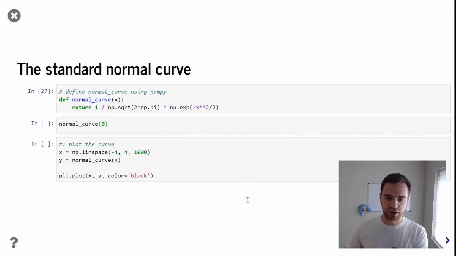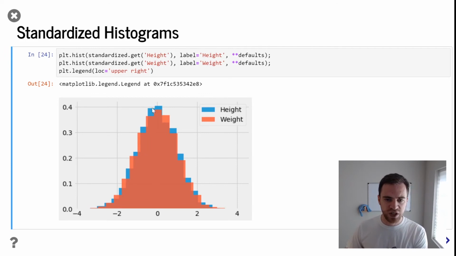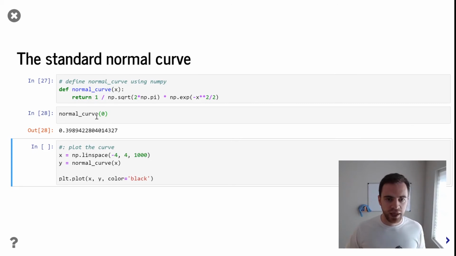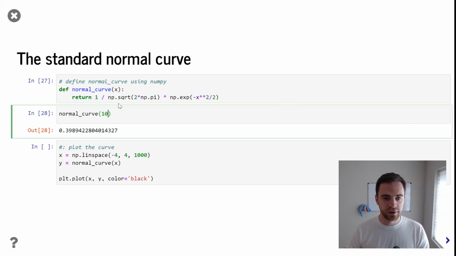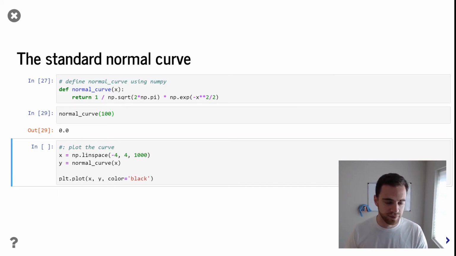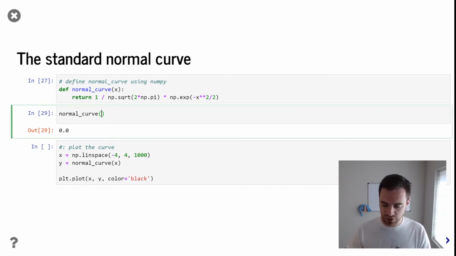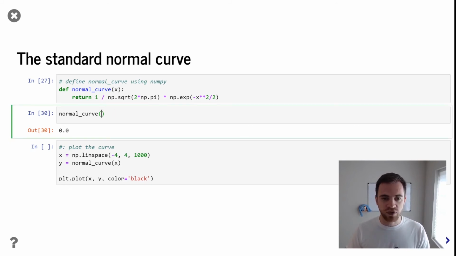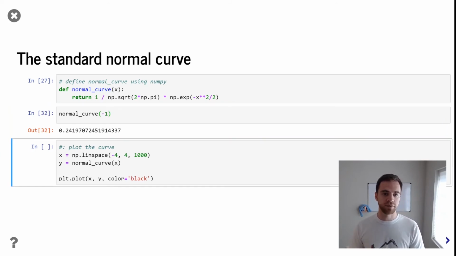I go back here, take a look. It should be something around here, like 0.4. Yeah, 0.39. If I make this number really large, you can imagine what it's going to be. It's going to be very close to 0. In fact, in this case, exactly 0. Same if I make it negative. And it's symmetric, so if I compute normal curve of 1, it's going to give me the same thing as normal curve of minus 1.